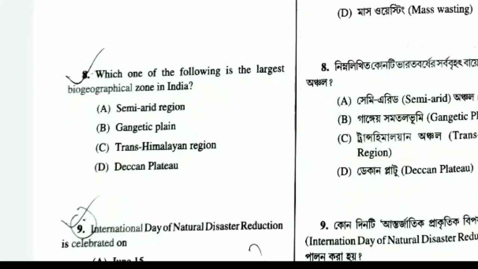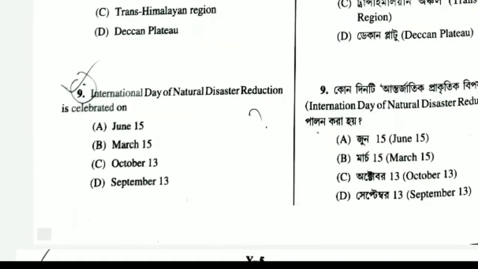Question number 9. International Day of Natural Disaster Reduction is celebrated on which of the following dates? So for some of you, it will be a new question. Most of you will not be knowing.